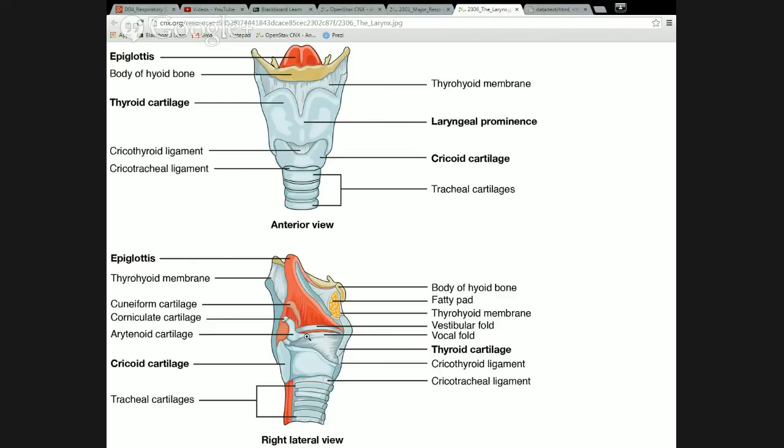Attached to the arytenoid cartilage right there, and then anchored anteriorly in the thyroid cartilage, are the vocal cords and the vocal fold tissue there. When you're ventilating somebody, particularly using an ambu bag, often the physician will say, "Can I get cricoid pressure, please?"